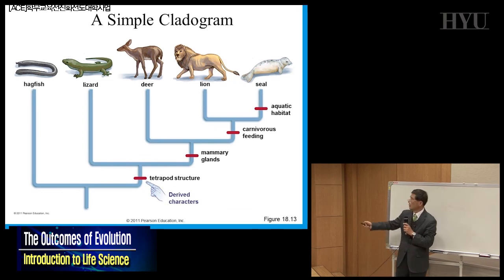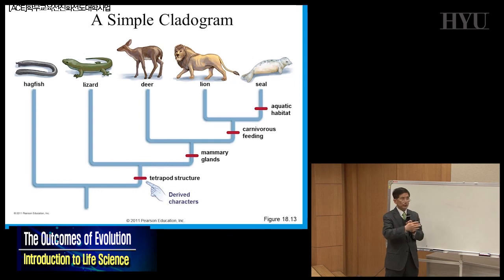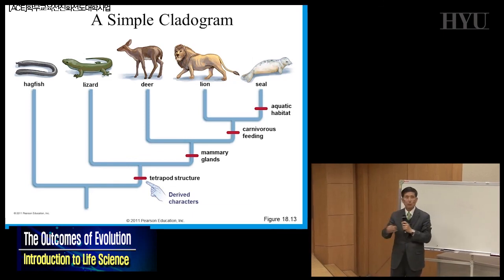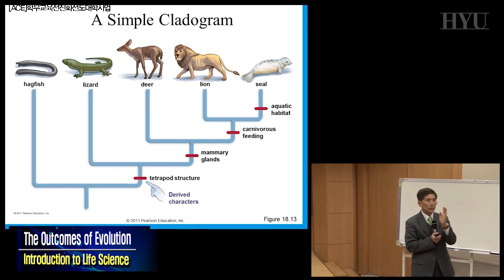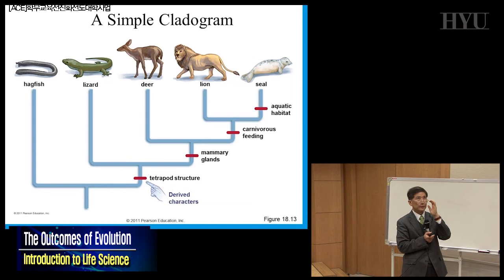For example, a cladogram is based on cladistics. The question is whether they have 4 legs, yes or no. Next question is whether they feed their baby with milk, yes or no. That's mammals. Whether they eat meat or not, carnivorous, yes or no. Or do they live in water, yes or no? So cladistics is more subjective. No, objective, 객관적. Sorry, objective.